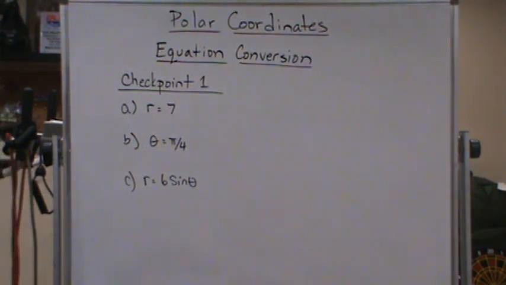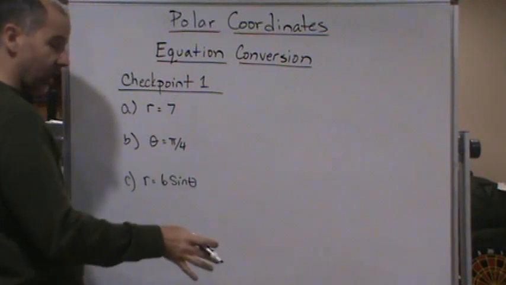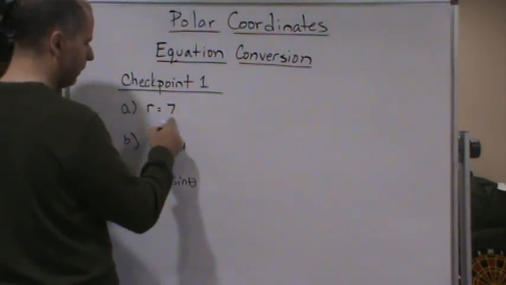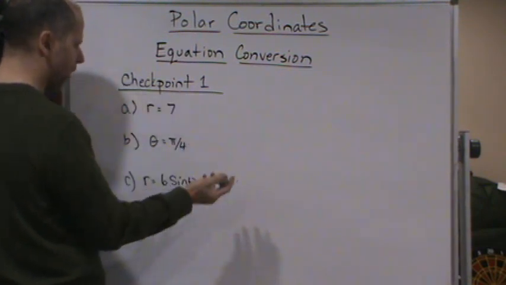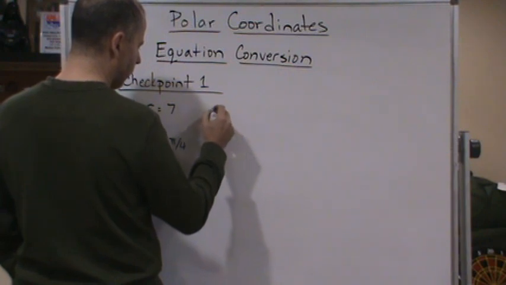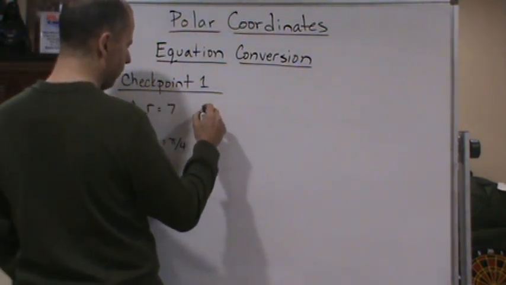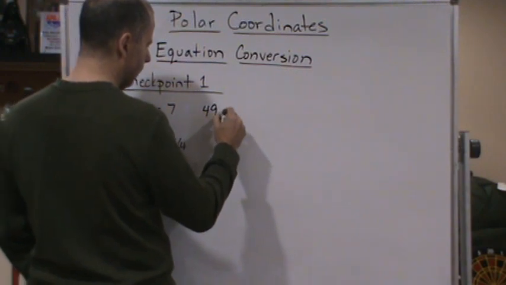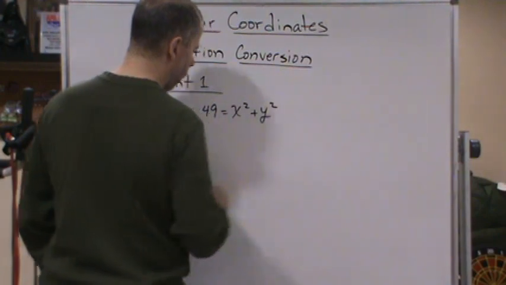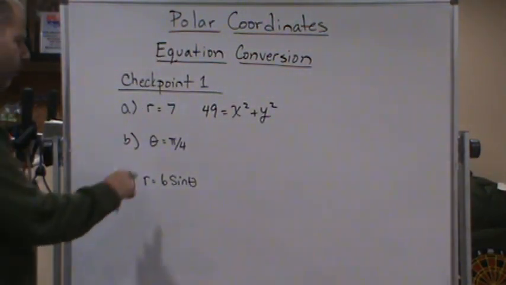Okay, so for part A, we've got r equals 7. Again, think about it. This is a circle because we're saying the radius is equal to 7 regardless of the angle. So that means this is a circle centered at the origin with a radius of 7. So the equation is going to be 49 equals x squared plus y squared.